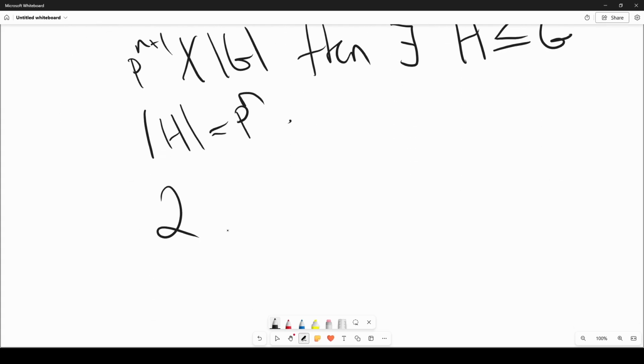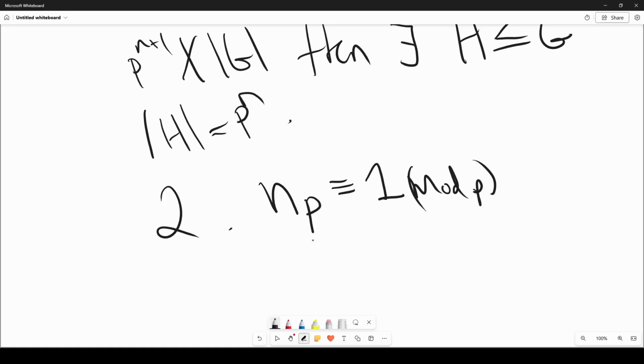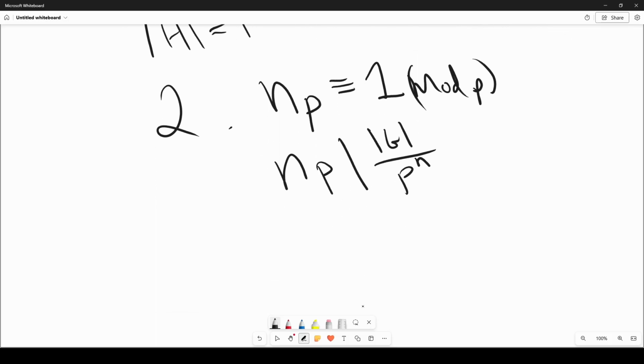The second fact that will be helpful to us is that the number of P Sylow subgroups, as we proved last time, is congruent to 1 mod p. And we also proved that n_p must divide the order of G divided by p to the n, which you can think of as the order of any P Sylow subgroup in G. These two facts together will be very helpful for whittling down what n_p can be, and the third fact tells us why determining n_p is helpful.